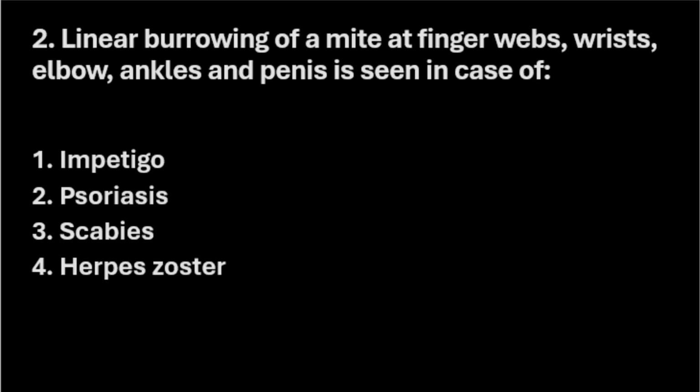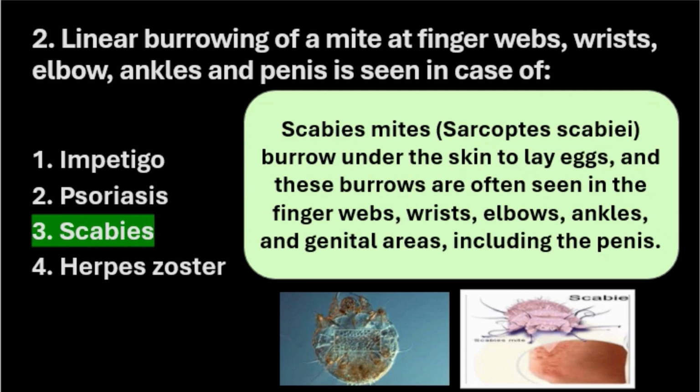Next question. Linear burrowing of a mite at finger webs, wrist, elbows, ankles, and penis is seen in case of option 1, impetigo, option 2, psoriasis, option 3, scabies, and option 4 is herpes zoster. Right answer here is option 3, scabies. Scabies mites or Sarcoptes scabiei burrow under the skin to lay eggs, and these burrows are often seen in the finger webs, wrist, elbows, ankles, and genital areas, including the penis.